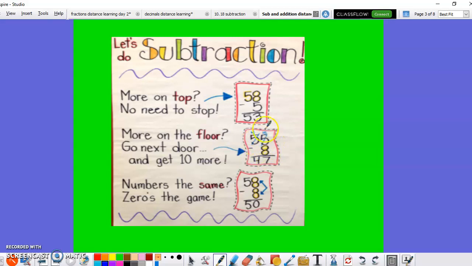So we go over to the next place value, and we are going to regroup that 50, take 10 away and bring it over here to the ones place, which would mean I have 15 minus 8, and that leaves me with 7, and then I can just subtract through. If the numbers are the same, 0 is the gain. So if these two numbers are the same, then I'm left with 0. This is a little anchor chart that we have up.